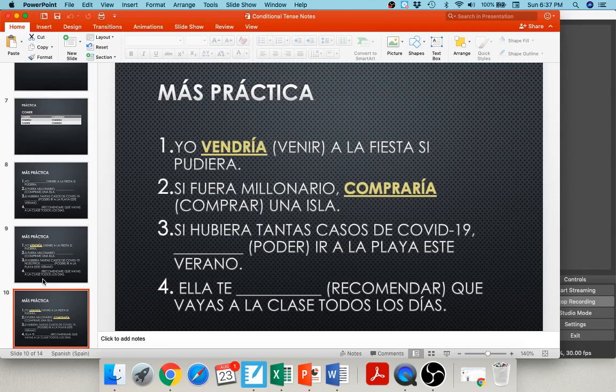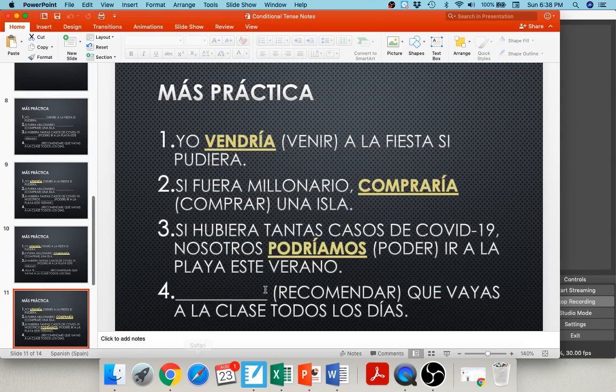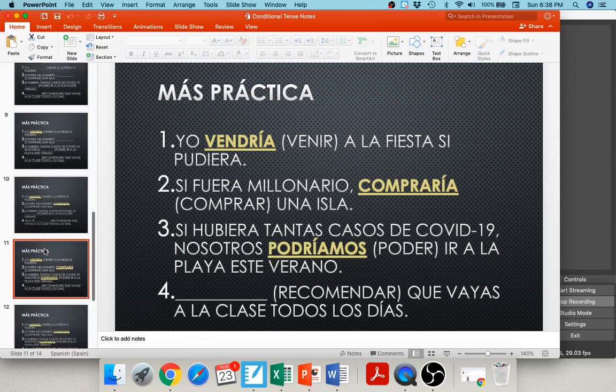Okay, now that you've had a second to try, let's take a look at these. Number 3 says, si no hubieran tantos casos de COVID-19, poder ir a la playa este verano. To say that we would be able to go, we're going to take poder and add the appropriate ending, podría. Make sure you know, poder is irregular. The stem becomes P-O-D-R, so you get podríamos, we would be able to.